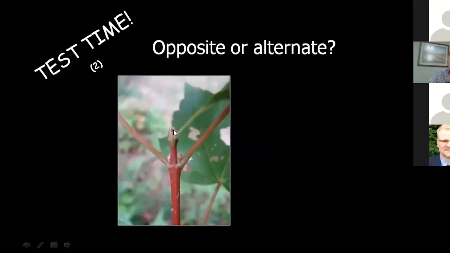All right. Test number 2, opposite or alternate. Remember, look for the bud first. Here's a bud, here's a bud. So this tree is opposite. Here's a bud, there's a bud. So this is a leaf going up here. This is a leaf petiole going up here. All right. So it is opposite.